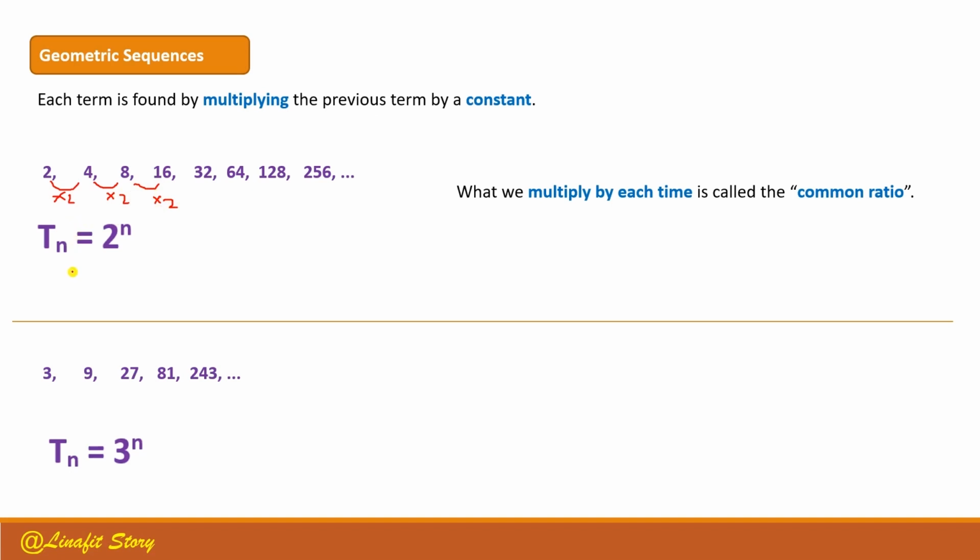So the rule is Tn is equal to 2 to the power of n. For example, the fourth term is 16. T4 is equal to 2 to the power of 4. 2 times 2 times 2 times 2 is equal to 16.